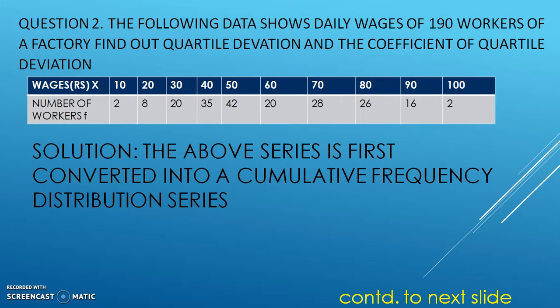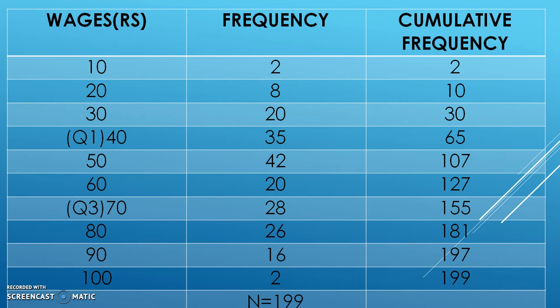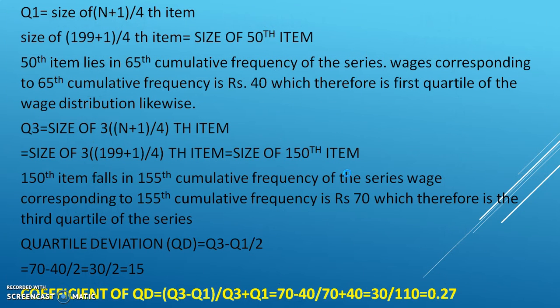Next is question number 2, and this sum is from discrete series. Why is it discrete? Because here there is no class interval, but X and F both are here. So first, to arrange the series, we have to find out cumulative frequency. So this way, we'll first find out cumulative frequency. Third column, 2 plus 8, 10, 10 plus 20, 30. This way, we'll find out cumulative frequency. N will be 199. Now, we'll put the formula.